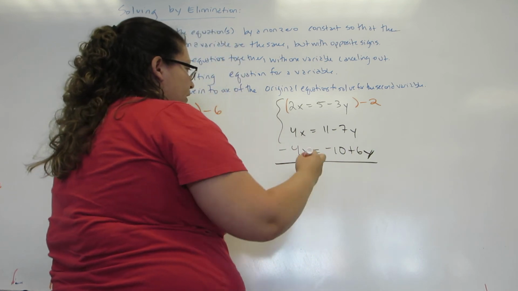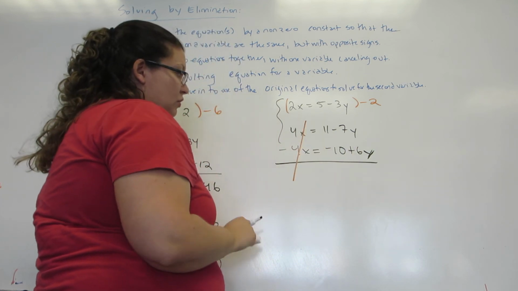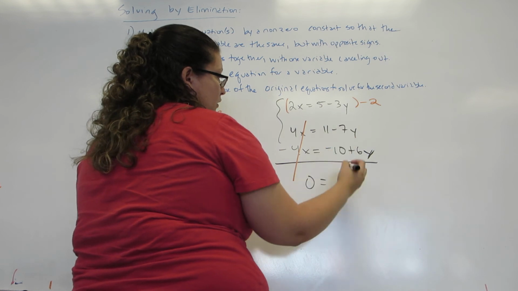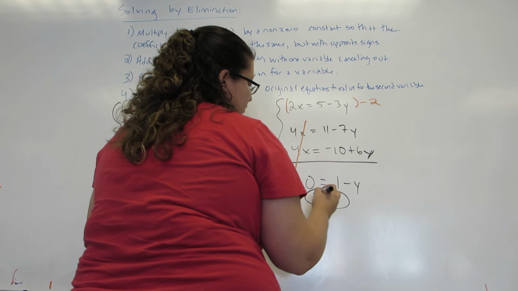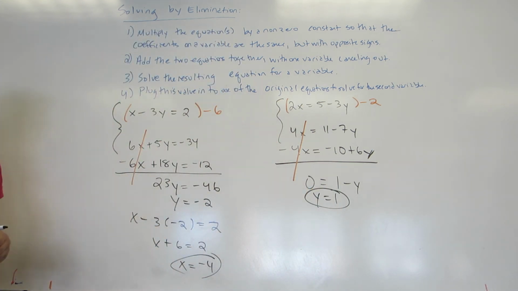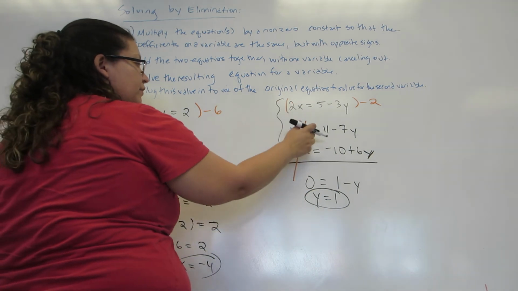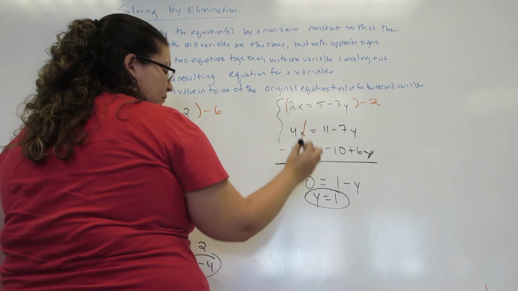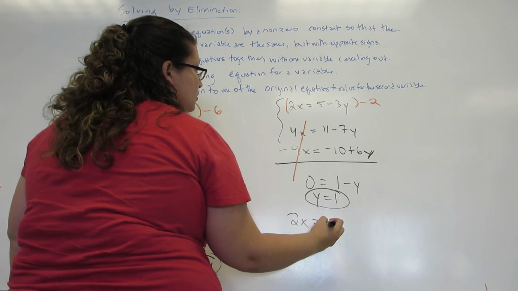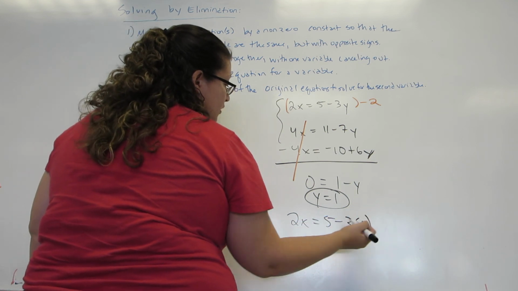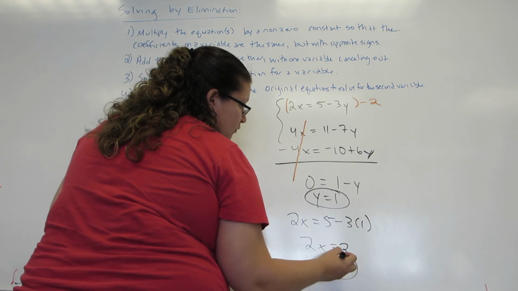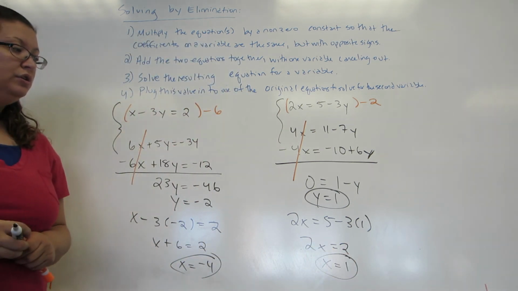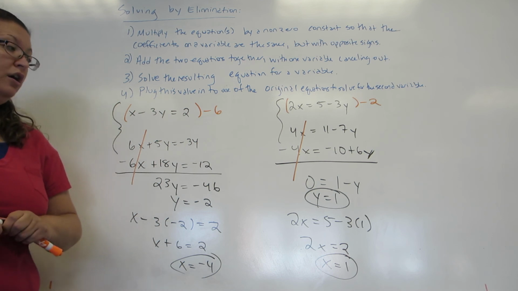Okay. When I add these, the x's totally cancel out, leaving 1 minus y, or y equals 1. And again, once I have the y coordinate, I'm going to go back to either of the original 2 to solve for x. I'm going to plug it into the first one. So 2x is 5 minus 3, or 2x equals 2, giving me x equals 1. So my solution to that system is 1, 1.